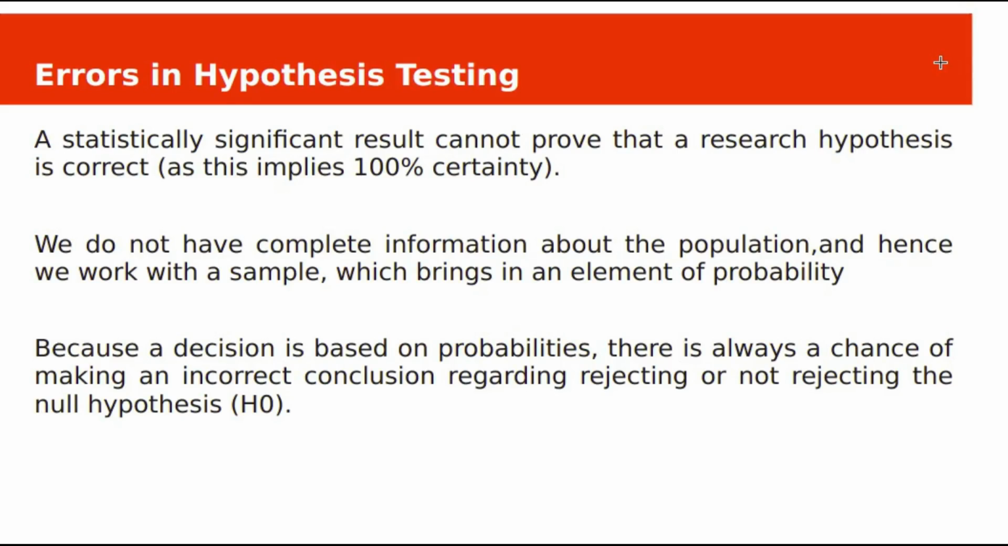In last class, we have seen hypothesis testing based on statistical significance. Today, we will see errors which are possible in hypothesis testing. A statistically significant result cannot prove the research hypothesis 100% correct. It means if you reject the null hypothesis, the alternate hypothesis is true, but this result is not always correct.